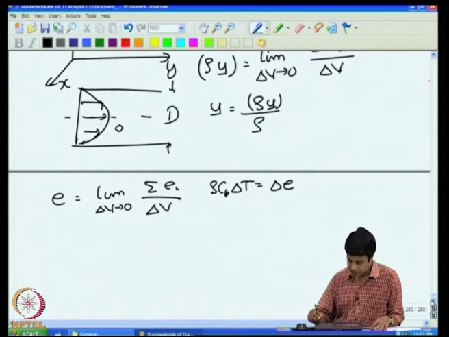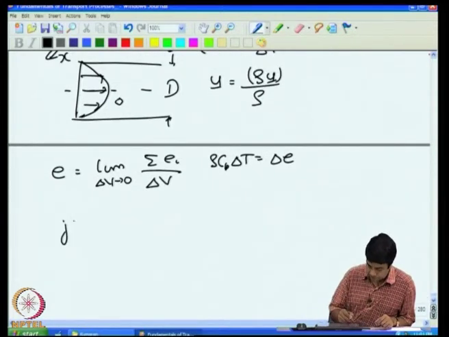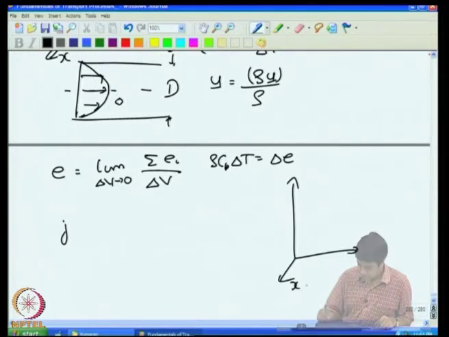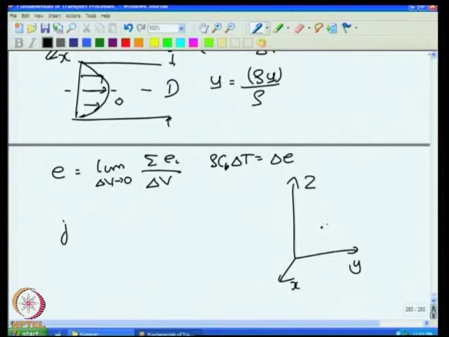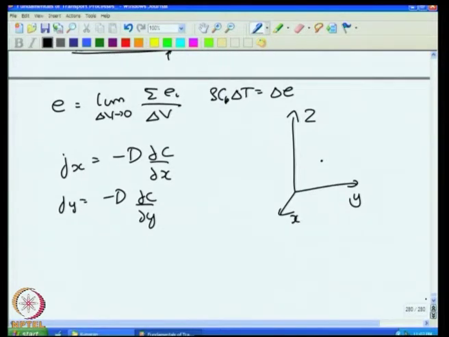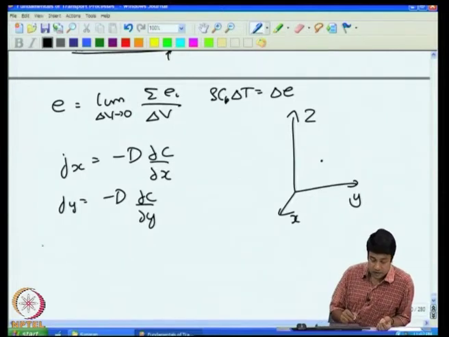So, for example, the mass flux, if I have some coordinate system, and I want to find out what is the mass flux at a given point. The mass flux in the x direction is equal to minus D times partial c by partial x. Jy is equal to minus D times partial c by partial y. And similarly for the z coordinate. So, at a given position, from the variations of the concentration field, I can find out what are the fluxes. The flux is actually a vector.